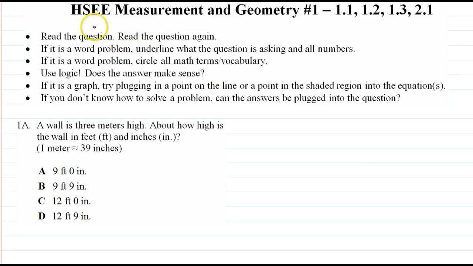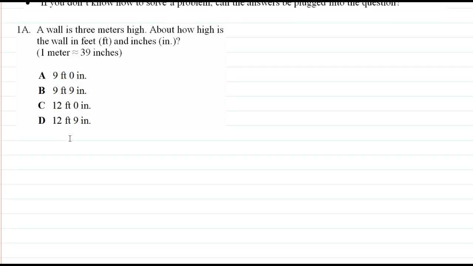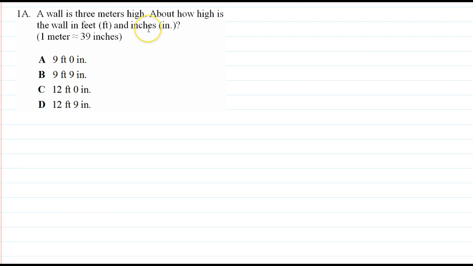Today we're going to look at our exit exam measurement and geometry strand. As we look at these problems, we're going to be using our logic test-taking strategy. We could set them up and solve algebra problems, but sometimes logic is a better way to do the problem. So as we look at 1A, a wall is 3 meters high. About how high is the wall in feet and inches?